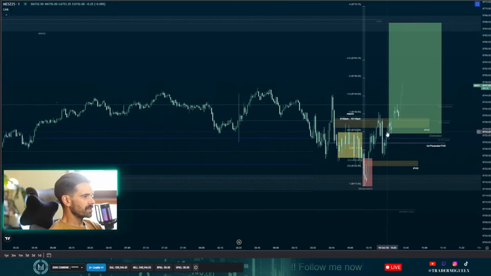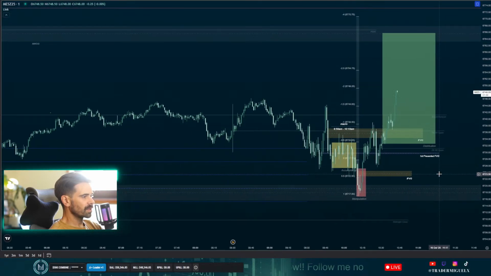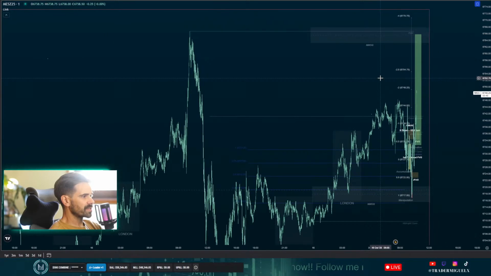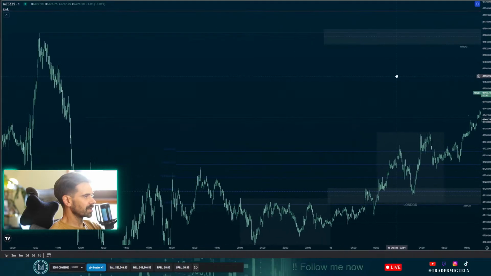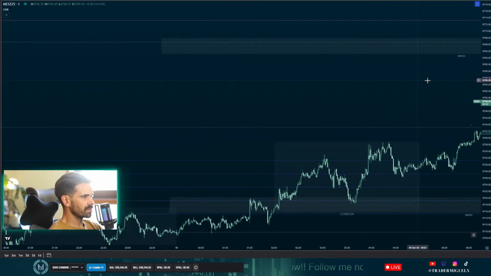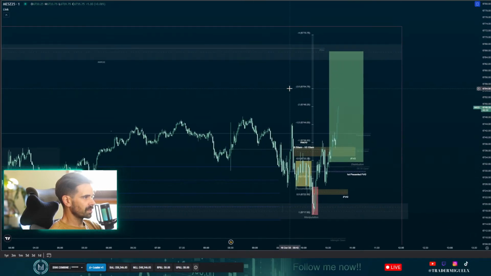The plan was to look for a drive lower towards London lows, or eventually Asia lows. But right now, I believe price can eventually reach for previous day high, or this 2.5 standard deviation here, which has a confluence with something around here, maybe these highs. 6752, so 6752, 6752.